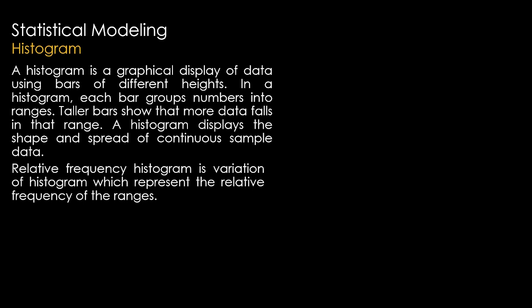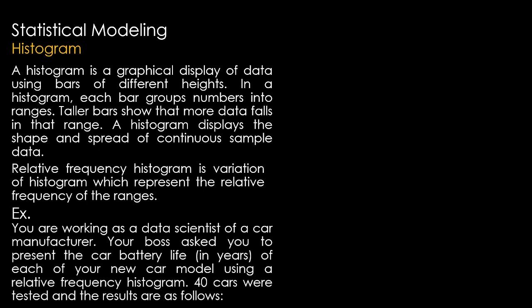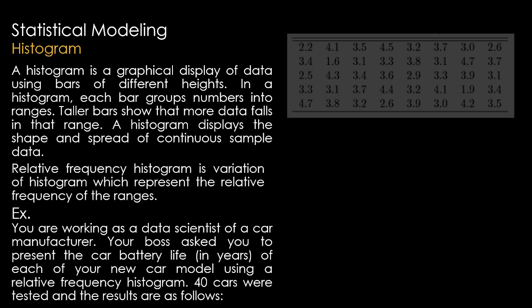So let's try to have an example so that we can visualize it more clearly. Histogram is just similar to your bar chart, wherein you have your x-axis being equal to a certain variable, and the y-axis, a certain variable as well. For example, you are working as a data scientist of a car manufacturer. Your boss asks you to present the car battery life in years of each of your new car model using a relative frequency histogram. 40 cars were tested and the results are as follows.